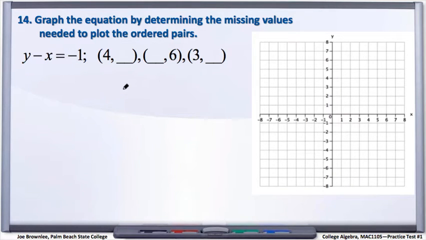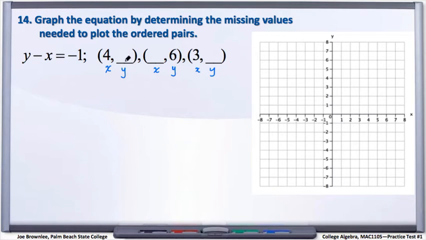Just notice that, for example, in this first ordered pair, we're missing the y, but in the second ordered pair, we're missing the x. So we have to be careful about that. Let's go ahead and find what our missing values are. If we are trying to find the y coordinate, we know that this is x, this is y, this is x, this is y, this is x, this is y.